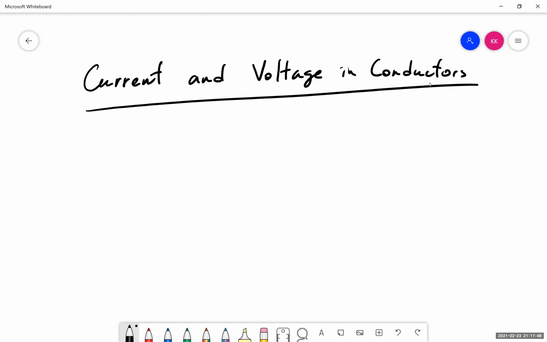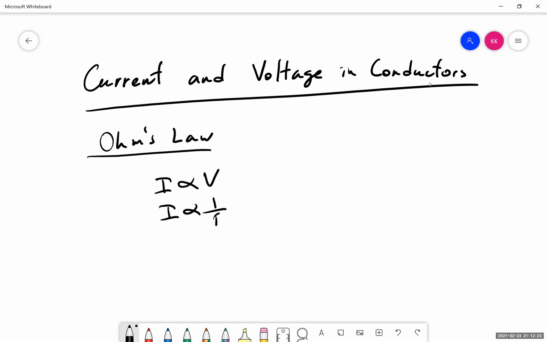So here we're going to talk about current and voltage in conductors. We will investigate and verify Ohm's law. Ohm's law, if you remember, shows how some of the circuit quantities like voltage, current, and resistance are related to one another. The important thing about Ohm's law is that it shows how the current is proportional to voltage, and also how current is proportional to 1 over resistance.